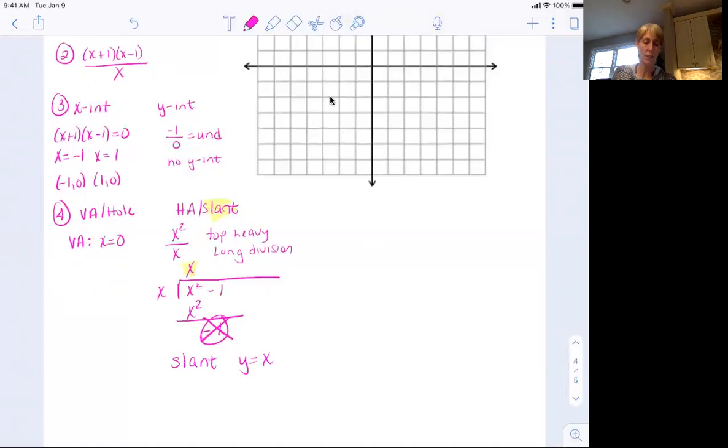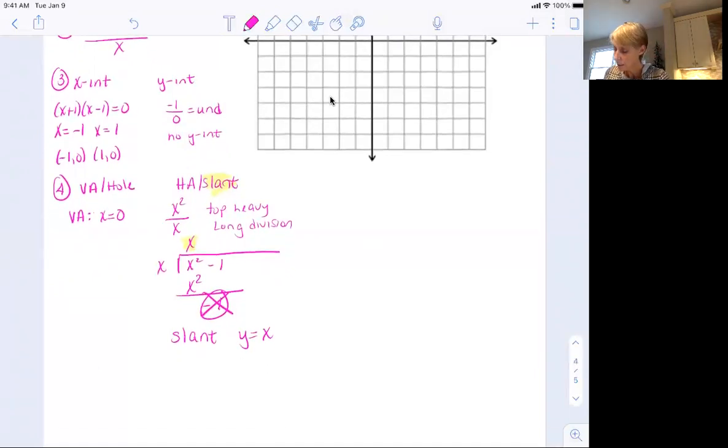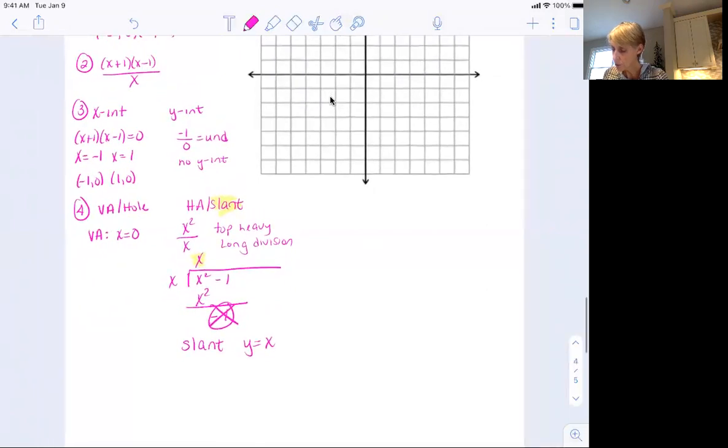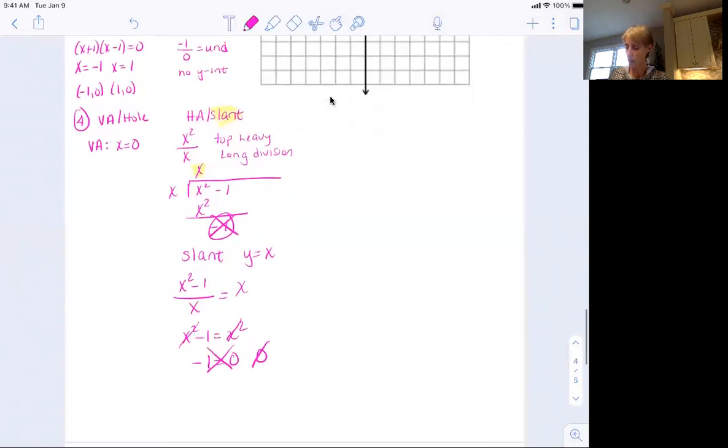Now I have to see if this is going to intersect. So I take the simplest form, and again, I'm going to go back to the original, because when I solve equations, I distribute everything out anyway. Set that equal to x. X squared minus 1 equals x squared. Obviously, if I subtract the x squared, it's just going to disappear, and I get -1 equals 0, and that does not happen. So it does not cross.